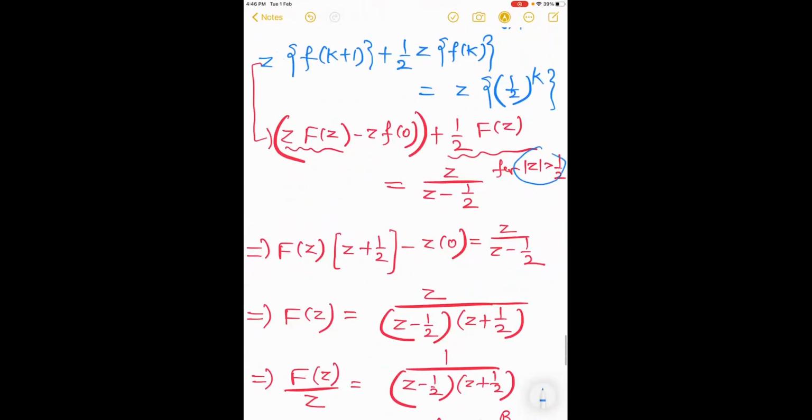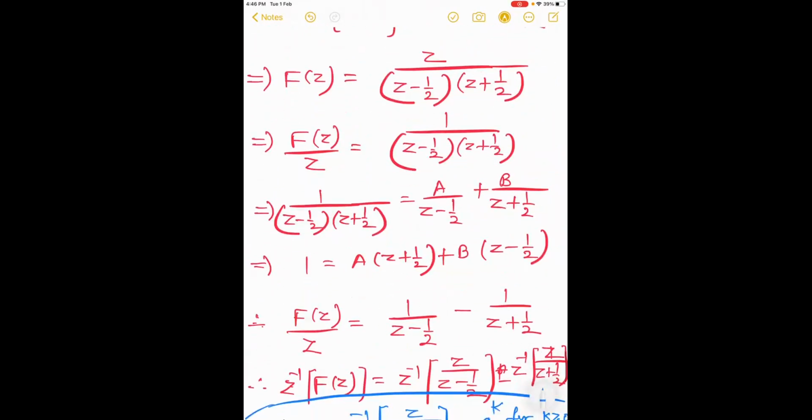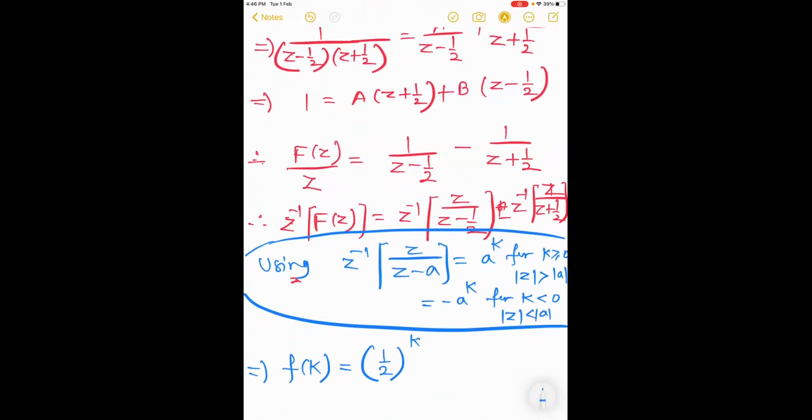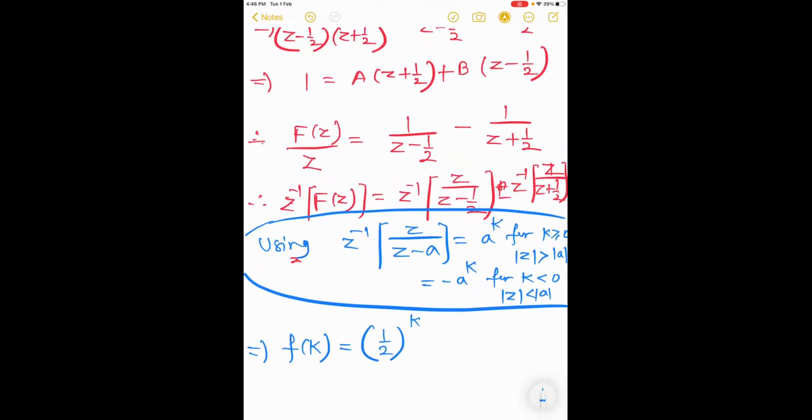This is given. Mod z is greater than half. So certainly it is greater than minus half. Correct? When it is greater than half, it is greater than minus half. And therefore the answer is half raised to k, first term, minus second term, that is minus half raised to k, for k greater than or equal to 0. Have you followed? This is the final answer. So the answer is the solution, that is f of k.